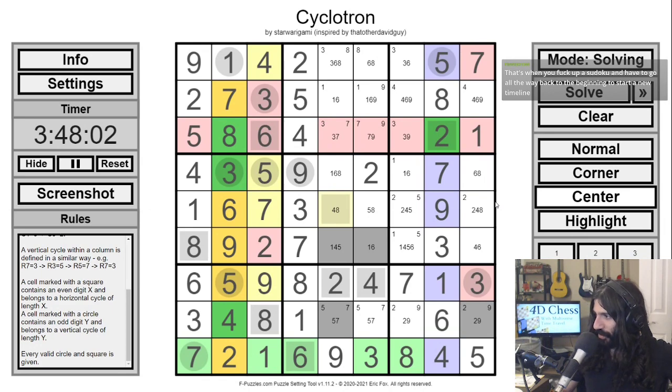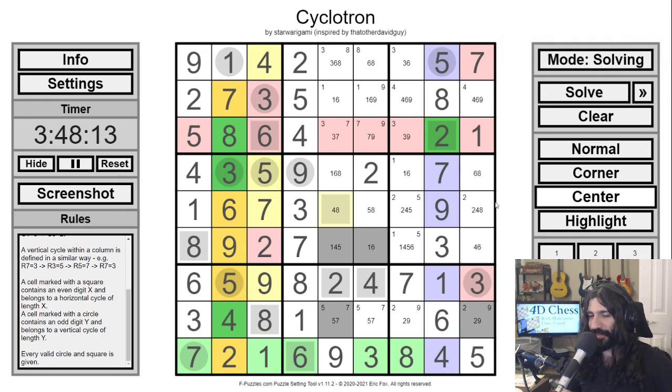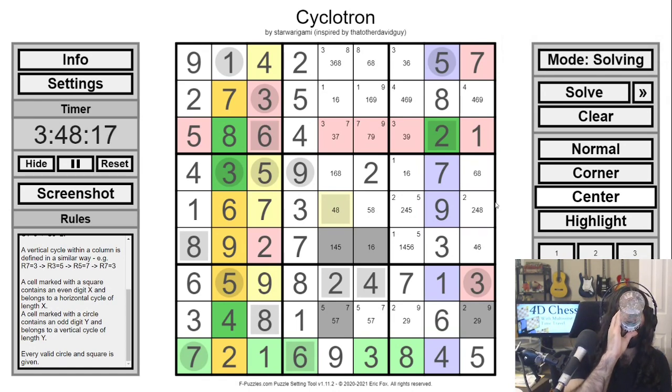It's when you mess up a Sudoku and have to go all the way back to the beginning to start a new timeline. No. I need, like, Sudoku Git so I can make irresponsible bifurcations. We need version control.